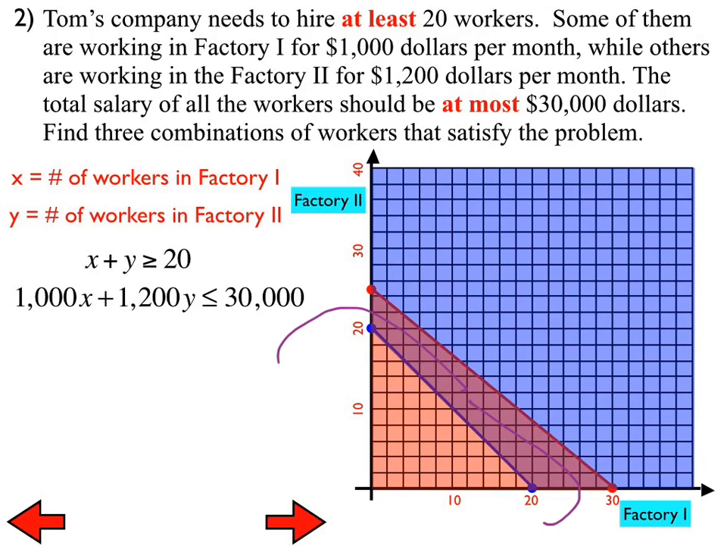So you gave us 20 in factory 1 and 1 in factory 2. 20 in factory 1, 2 in factory 2. 20 in factory 1, 3 in factory 2, and so on. So every single ordered pair in there will give us a combination of workers that will satisfy this problem, because every single ordered pair in that region is a solution to this system.